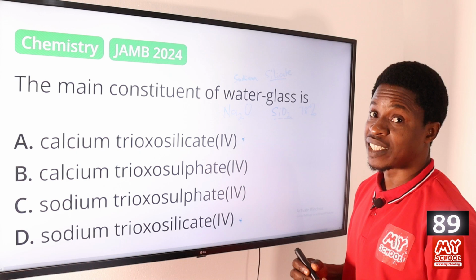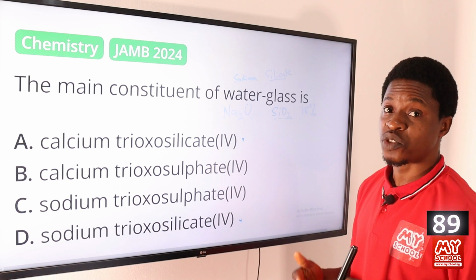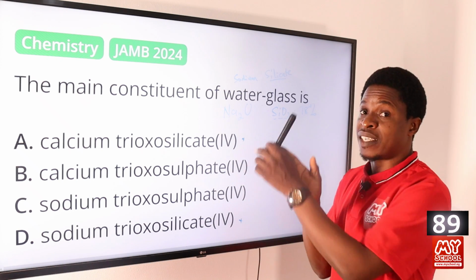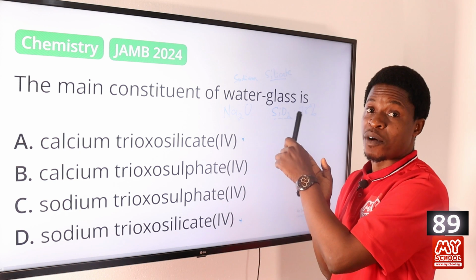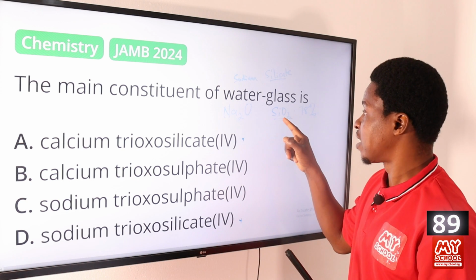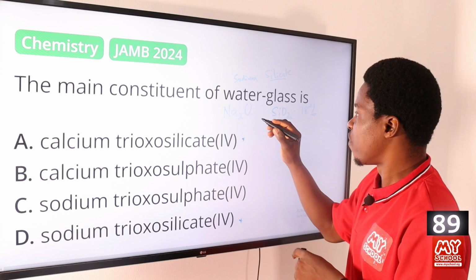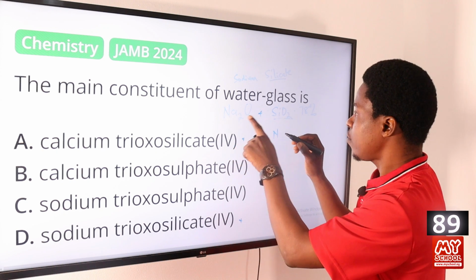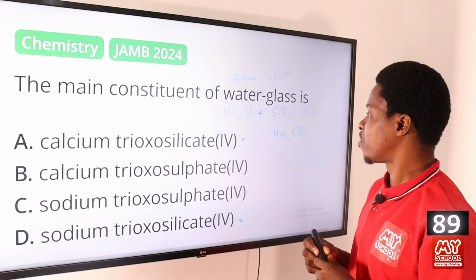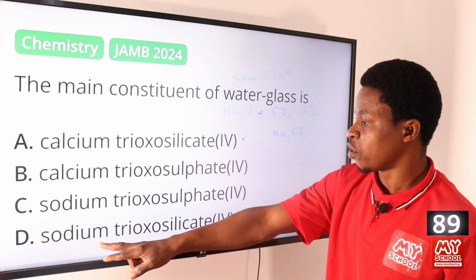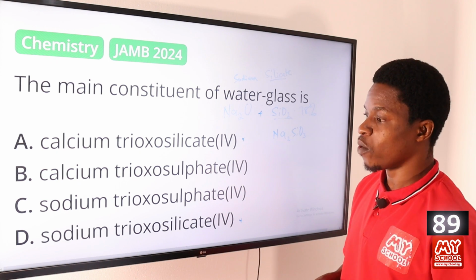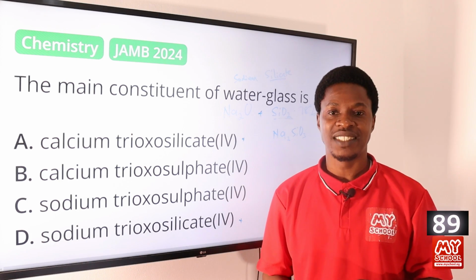But like we said earlier, water glass has another name, which is sodium silicate. Sodium from sodium oxide, and then the silicate from silicon 4 oxide or silicon dioxide. So if you mixed this together, we have SiO2 plus one O, that's O3, so we can have Na2SiO3. This should be the formula for water glass. So we have sodium trioxosilicate 4. So the correct answer is option D.